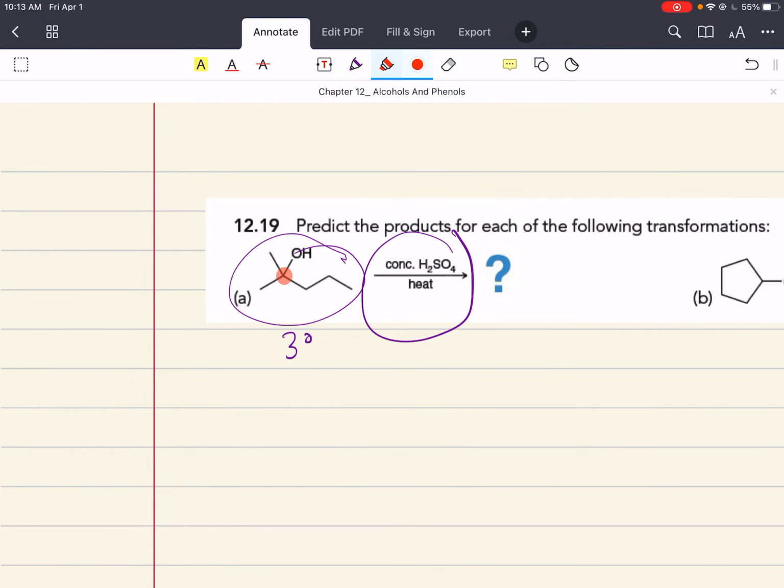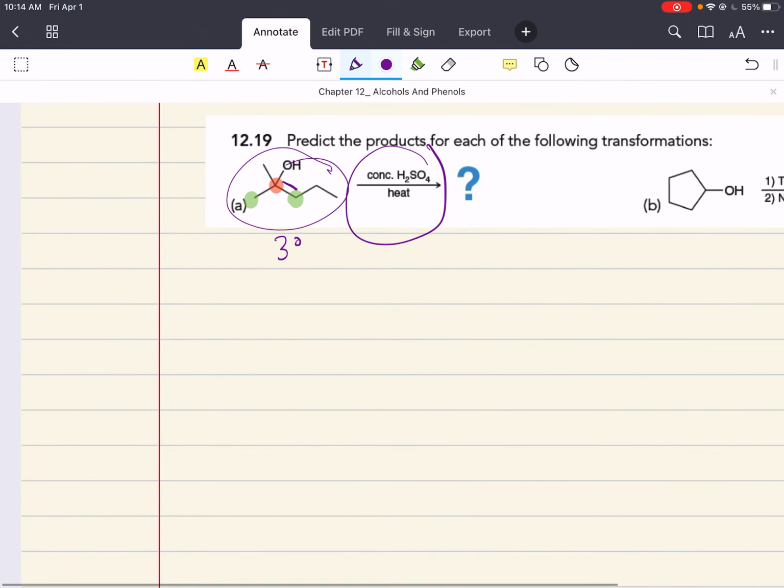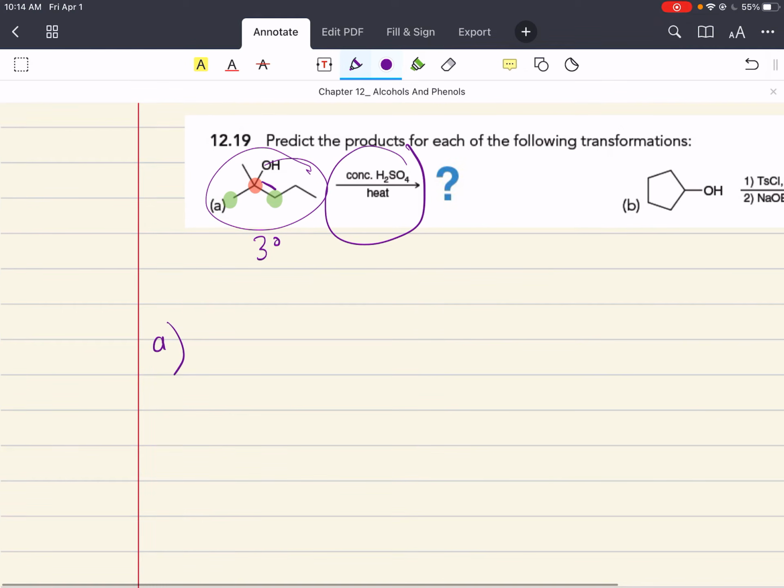Here's our alpha position, and there's 2 unique beta positions. This position right here and this position. By the way, this is equivalent to this, so we only need to worry about 1. That means we can get an elimination reaction that occurs here to get a double bond, or an elimination reaction to form a double bond here. So that means we're going to be getting 2 products from A. One that will look like this, and one that will look like this.